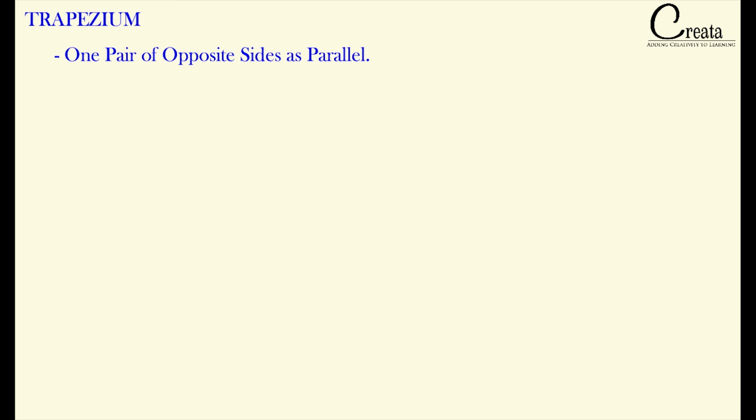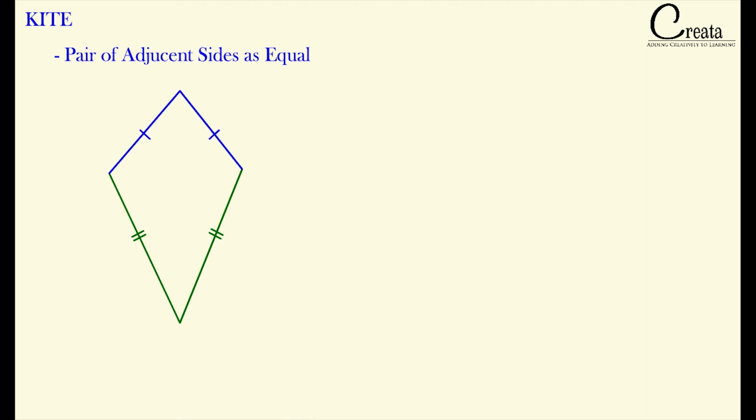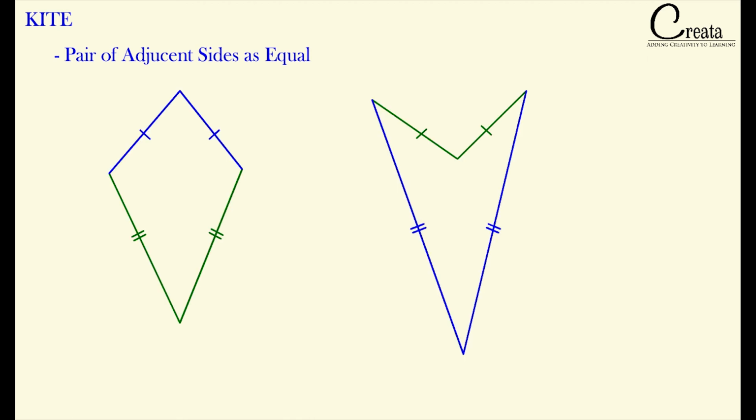Next is kite. Kite is a type of quadrilateral which has a pair of adjacent sides of the same length. These are examples of kites. The pairs of adjacent sides are equal. Got the point?